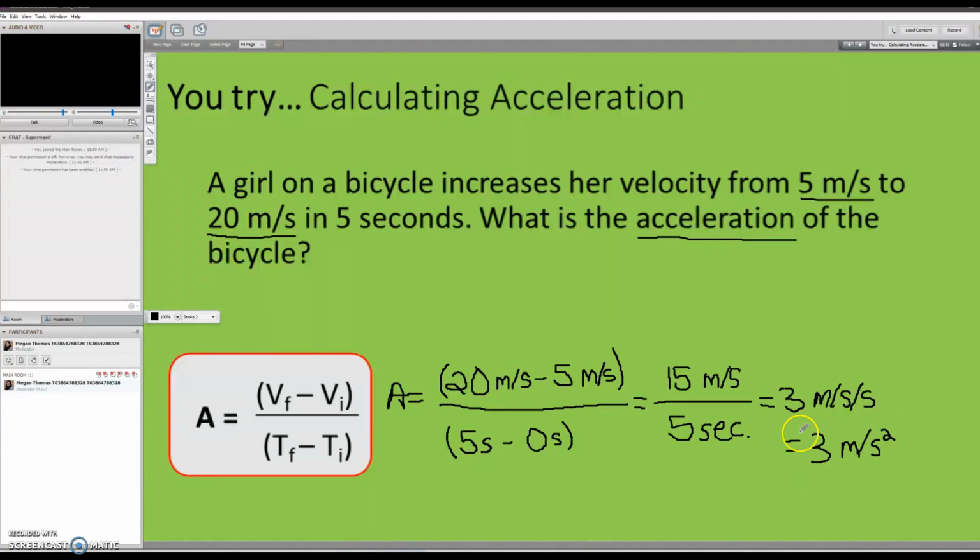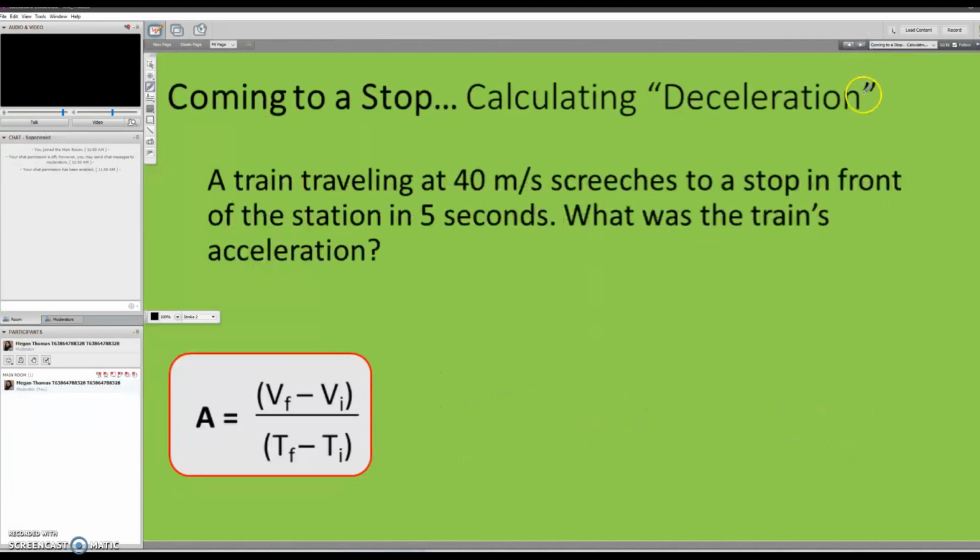There's one more example. So I hope that you are able to find her acceleration successfully. If not, keep practicing and you'll get a chance to do so in the OMS.